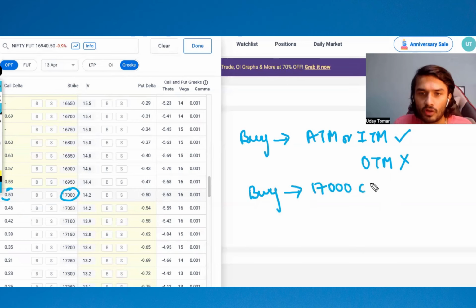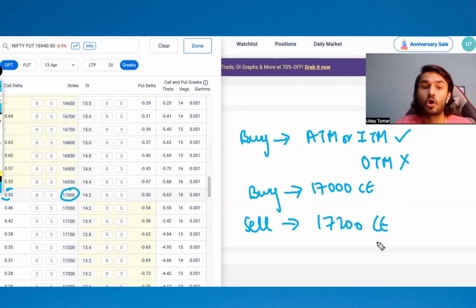Now let's discuss what the sell strategy should be. The sell could be at the price where you think your target is. For example, if your target is that Nifty from here will go towards 17,200, you could sell the 17,200 call option, or at least take 2 to 3 strikes away. So 1, 2, 3. At least take 2 to 3 strikes away.